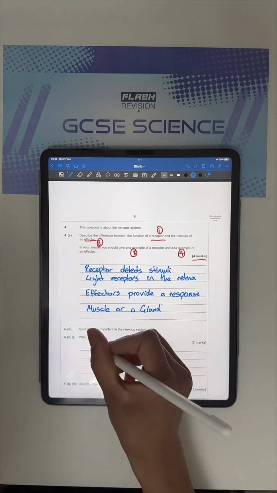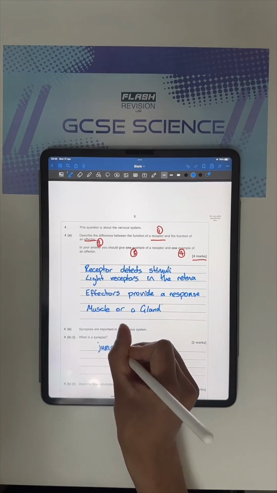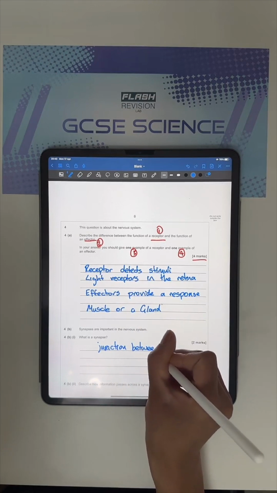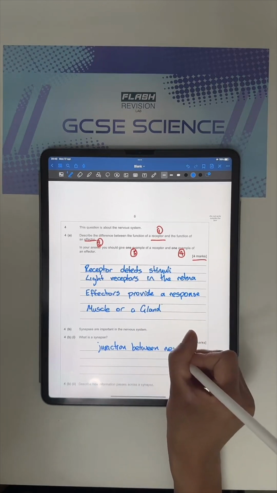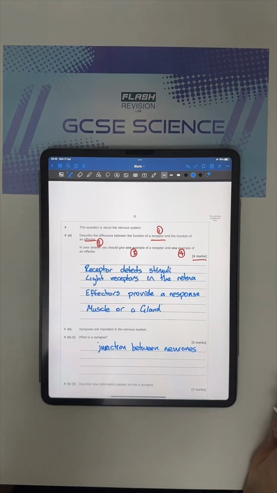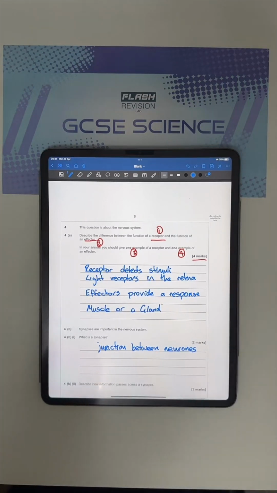What is a synapse? So let's write down junction between neurons. Sounds like it should be 1 mark, but that's actually for 2 marks. So you get 1 mark for saying junction, and the second mark is for saying between neurons.